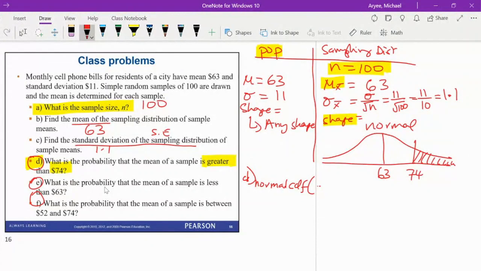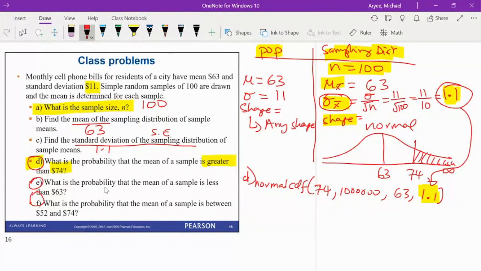All right, Kelsey, help me. Okay, so 74, good. Olivia wrote it for us. 74 to 1 million because it's infinity. Then we have 63. Then we have 1.1. We should write 1.1 because that's the whole reason why we're doing this. We're never going to use the original standard deviation if we're dealing with this group. We put 1.1 because that's the standard error for this group. Sydney, I see your remarks. The standard deviation here is 1.1, so that's what you put over here.